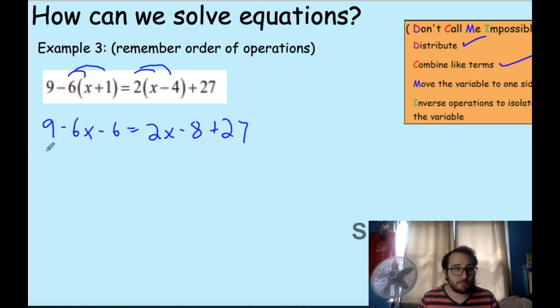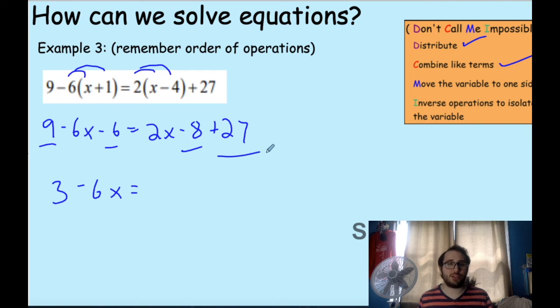Let's combine like terms. So these are like terms, 9 and -6. That is +3. -8 and 27. I'm going to just double check my calculator. 27 plus -8 is 19. So we got 2x plus 19.